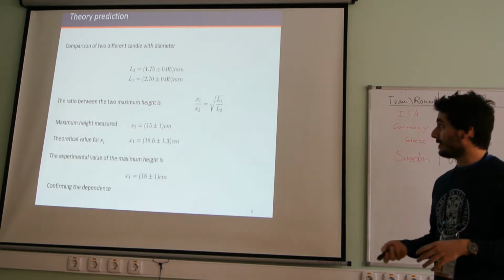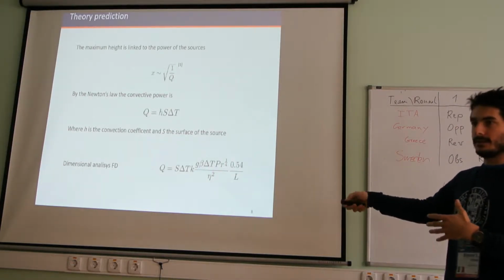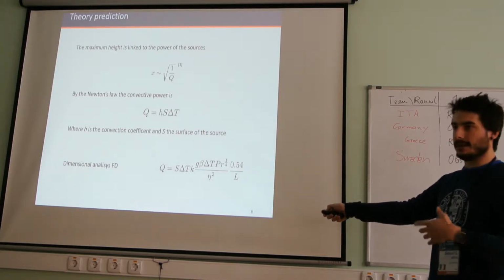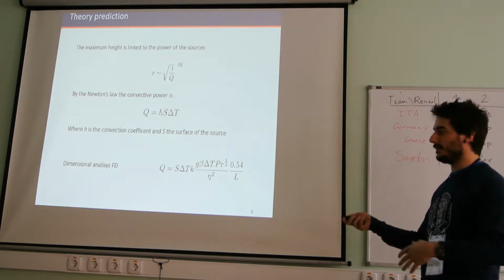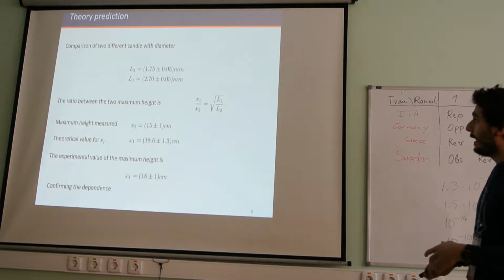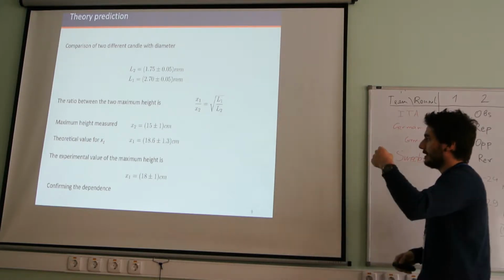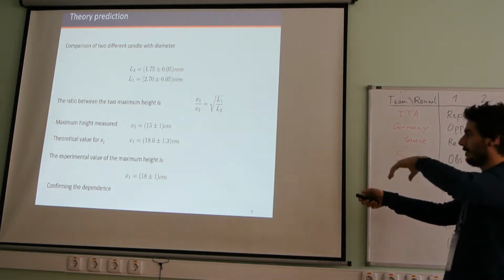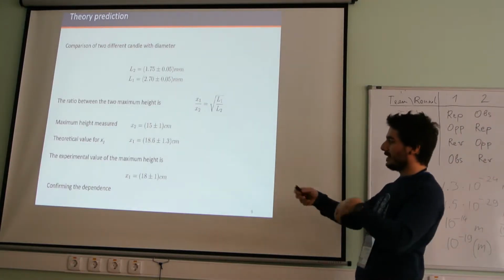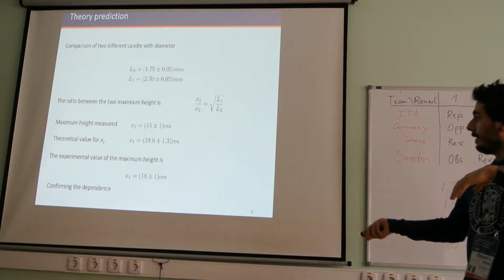And so we can try to see if this is correct. So this dependence is correct. L is the characteristic length, but in our case we take the diameter as the characteristic length. And we take two different candles with two different diameters, and we see the ratio, and we see that measuring maximum height for the candle 2 of 15 centimeters.